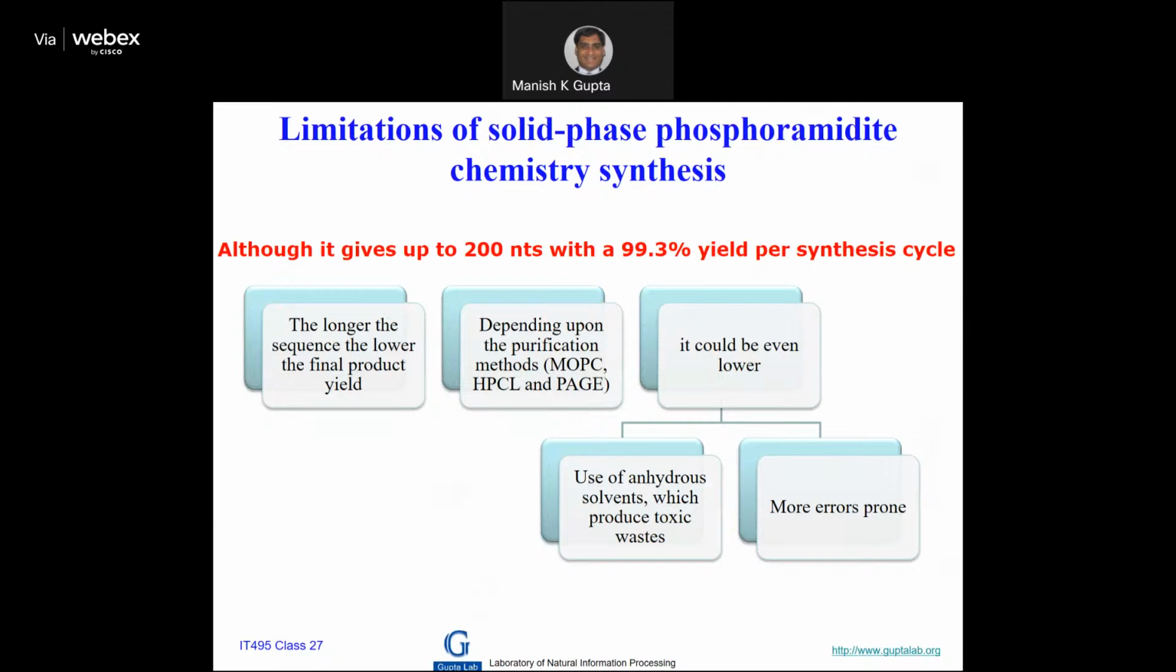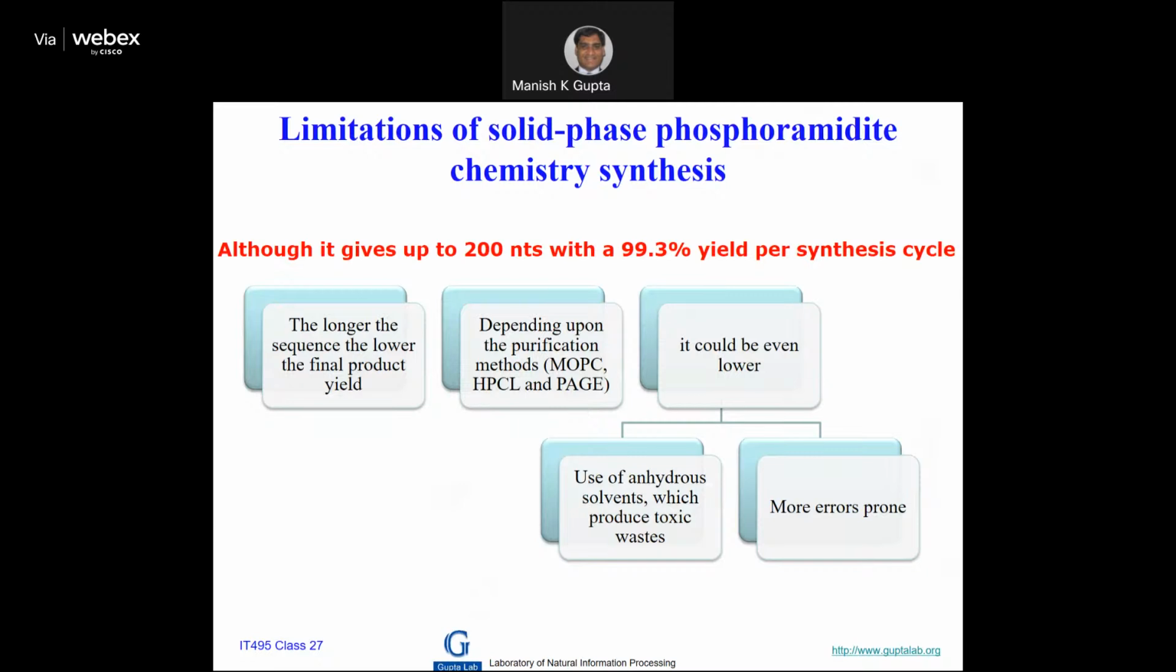Currently it can give you up to 200 nucleotides with a 99.3% yield per synthesis cycle. Okay, so yield is important. How much DNA is created, right? That yield is important for the DNA synthesis. But when you use a longer sequence, the final product yield is lower. So if the sequence is longer, the product yield is less. This is a limitation of this approach.